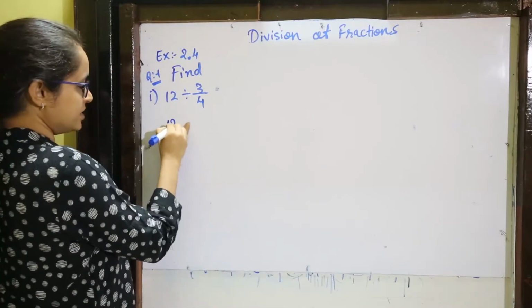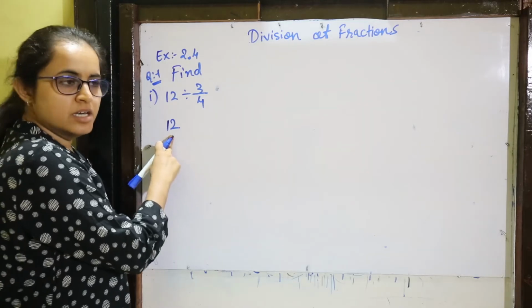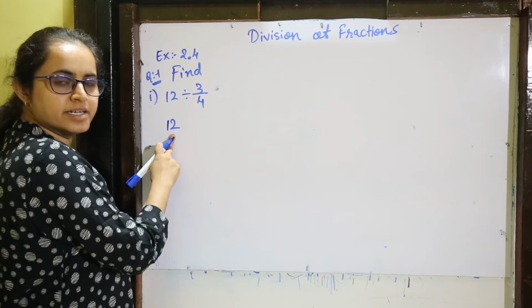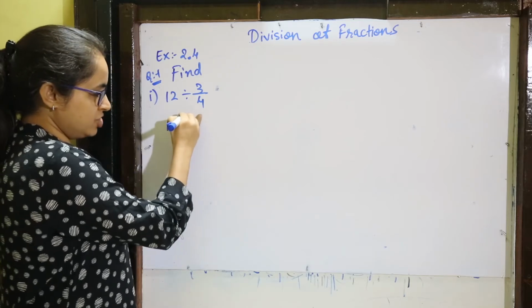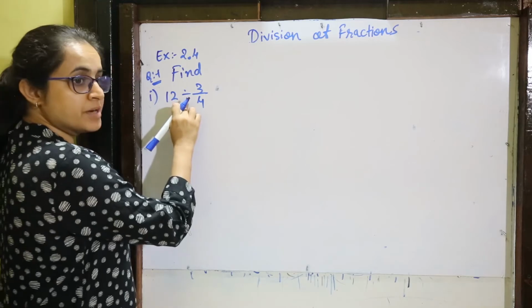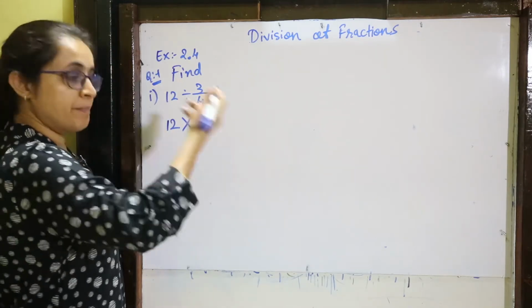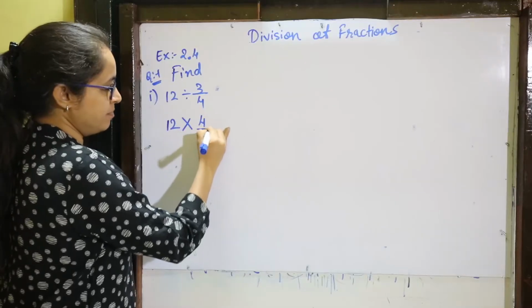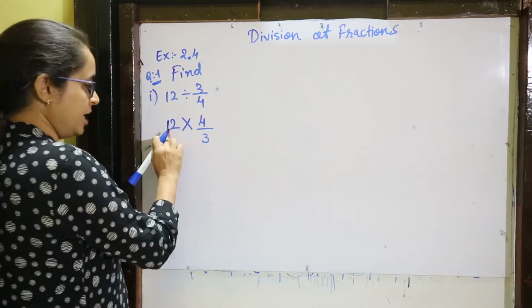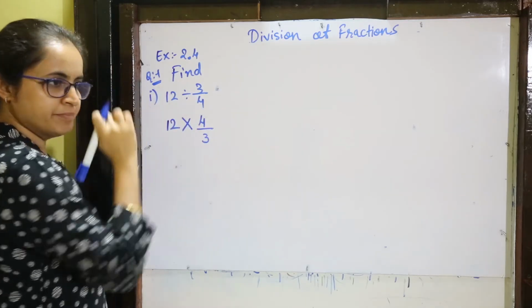So keep the first number as it is, whether it is a fraction or a number. Second is change. Change the sign, that means change the operation from division to multiplication. And flip. Flip means flip the second fraction. Keep, change, flip.